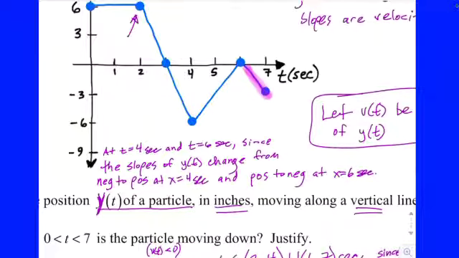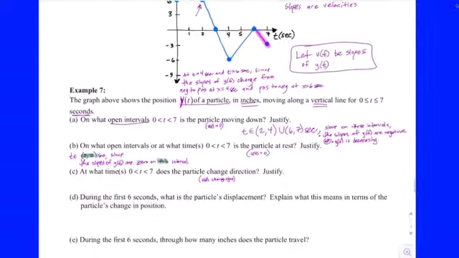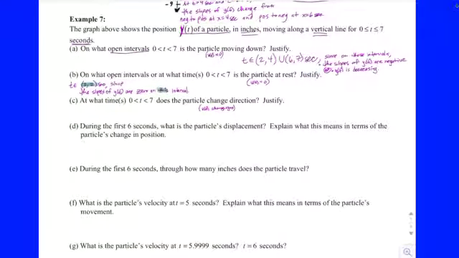Now, if you wanted to say negative to positive and then positive to negative at x equals 4 and 6, then you would probably want to add the word respectively at the end. But this makes more sense. So we still did it in one sentence, but we had to justify each of them separately. You could do it in 2 sentences if you want. At t equals 4, since at this point the slopes of y change from negative to positive, and blah, blah, blah. All right, last one maybe before the bell catches us.